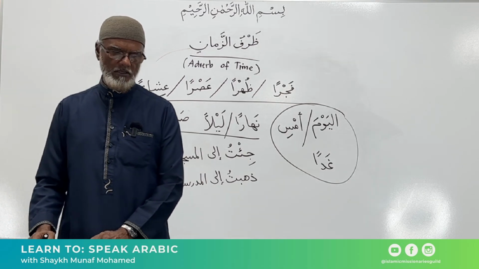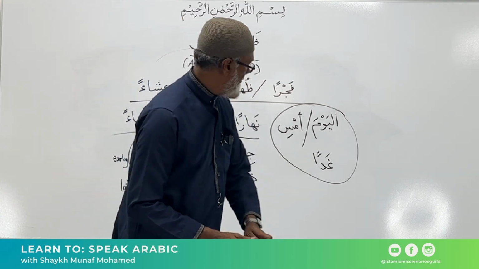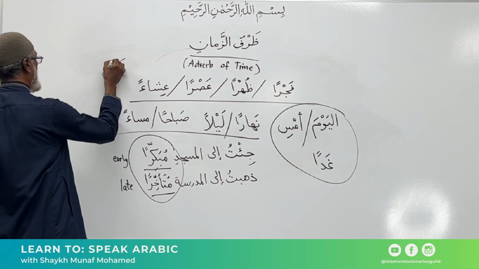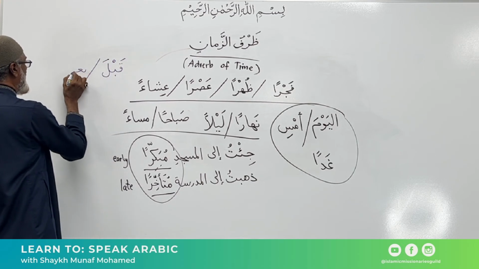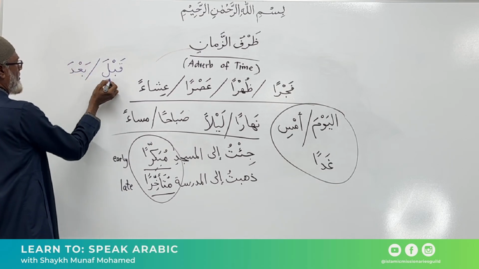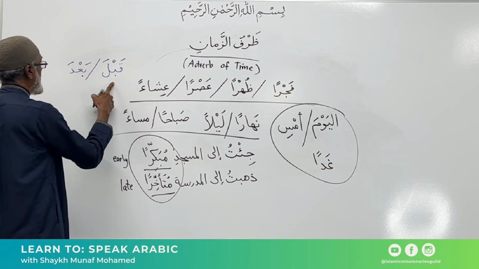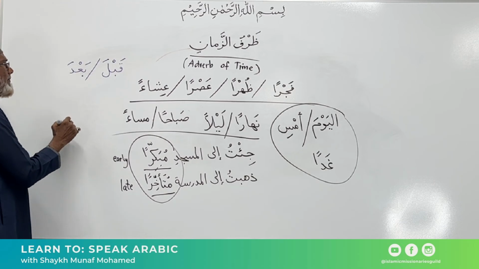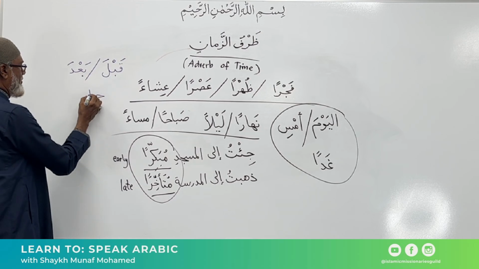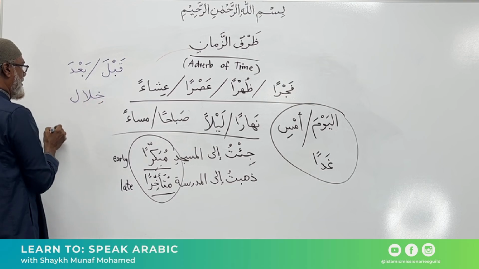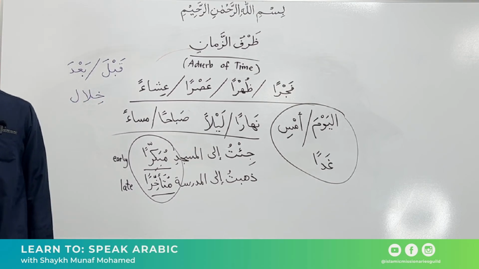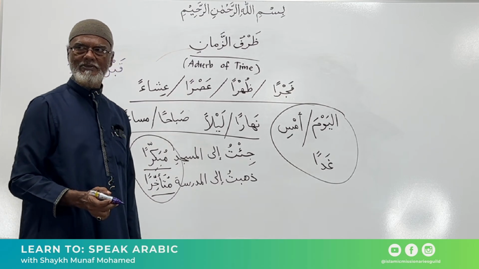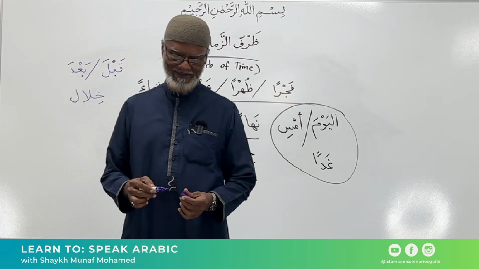Adverbs of time are also words like qabla and ba'da. What's the meaning of qabla? Before and after. Qabla means before, and ba'da means after. And you have another word here, khilal, like around or between. Baina.